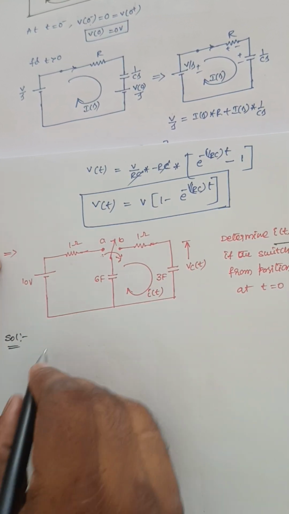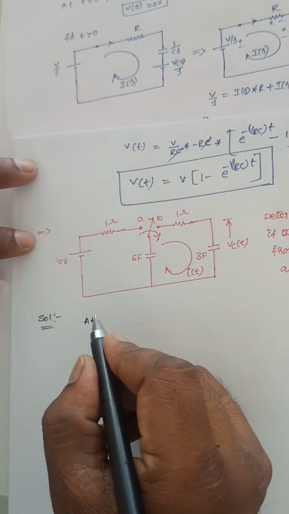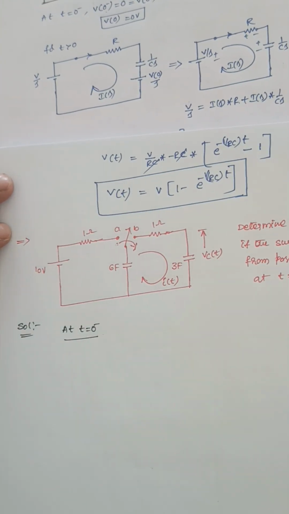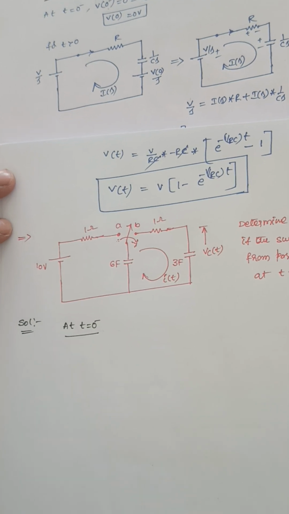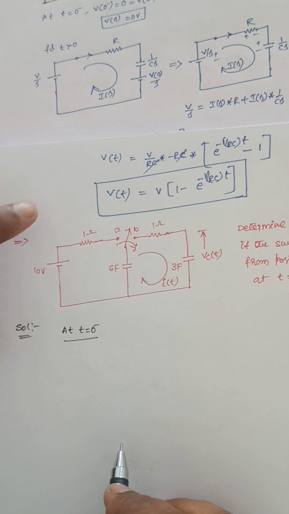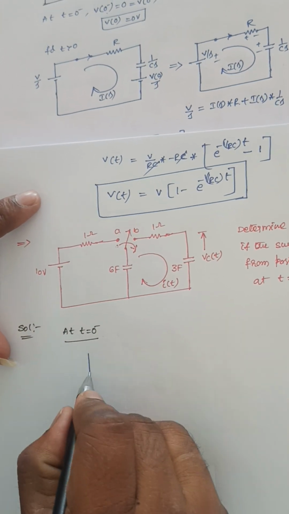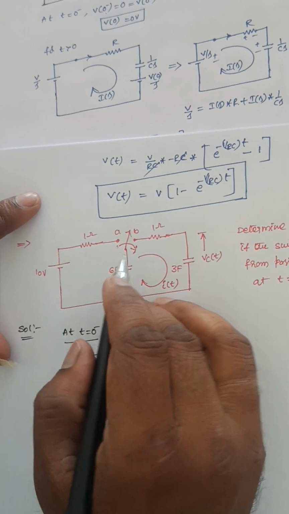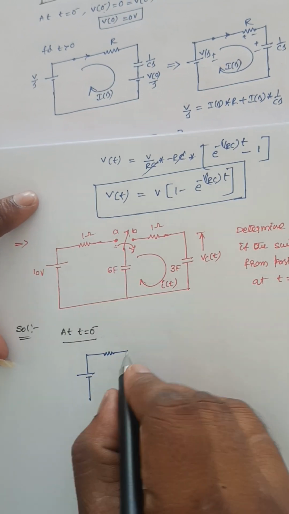first thing, at t is equal to 0 minus, how will the circuit be? At t is equal to 0 minus, draw the circuit and find the voltage across the capacitance. At t is equal to 0 minus, the switch is at position A.